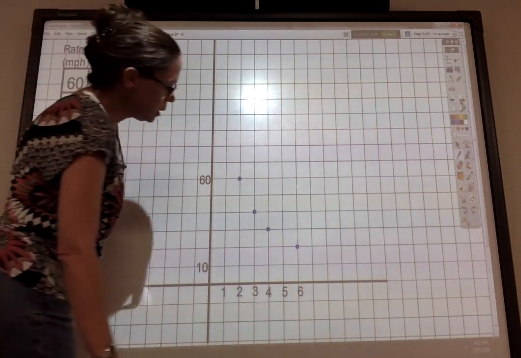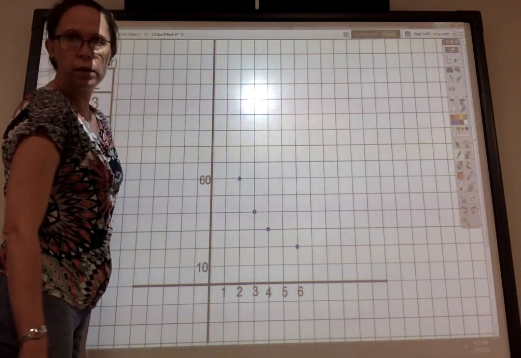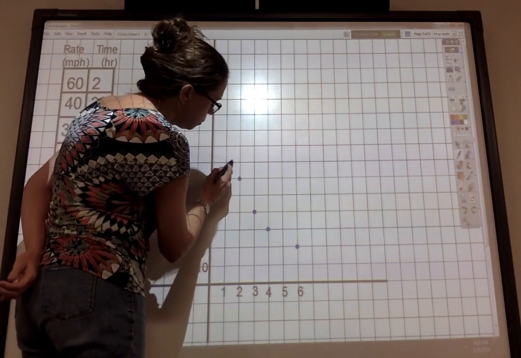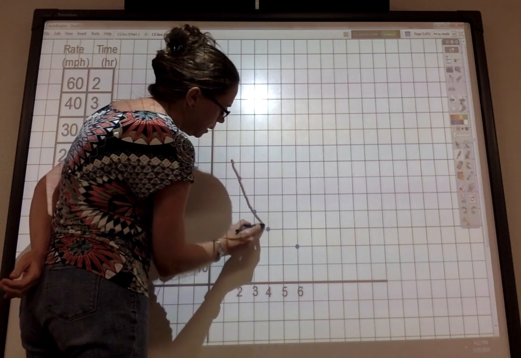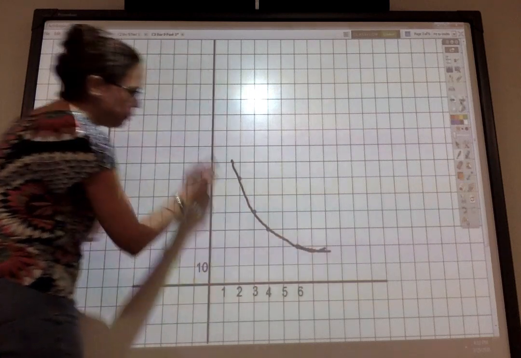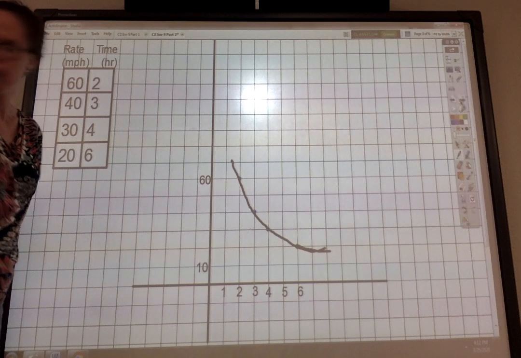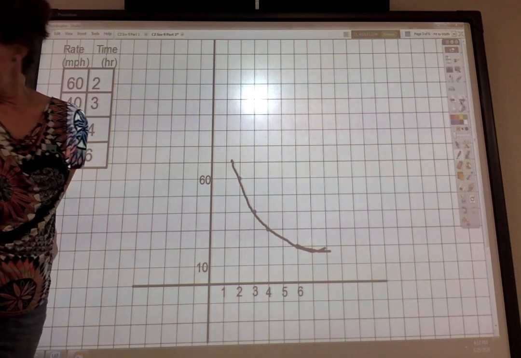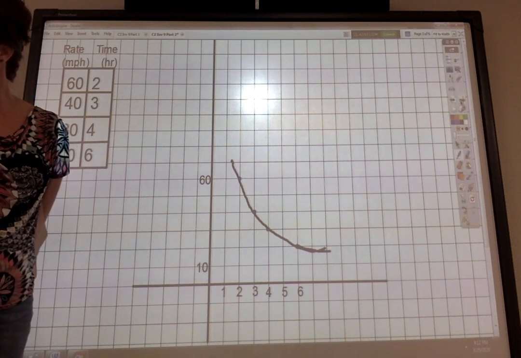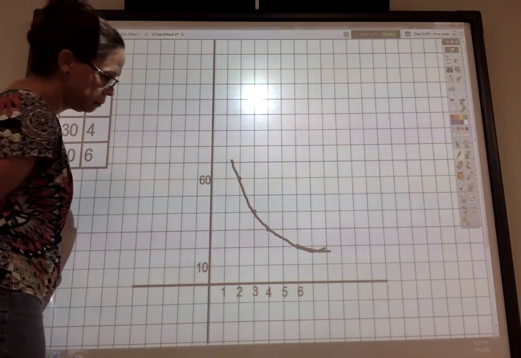Now the interesting thing here is that when we have an inverse relationship, our graph is not going to be a line. Now, if I were to graph these points, you see that our graph ends up being a curve. Okay? So under number 15, it says the graph of an inverse proportion is a curve and not a line. The graph does not include the origin and it does not intercept the x-axis.